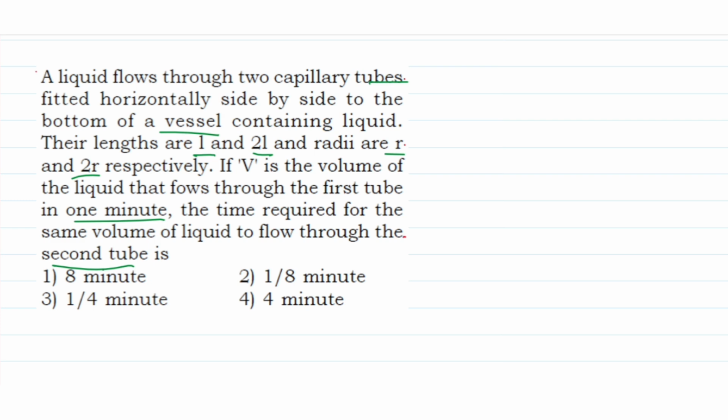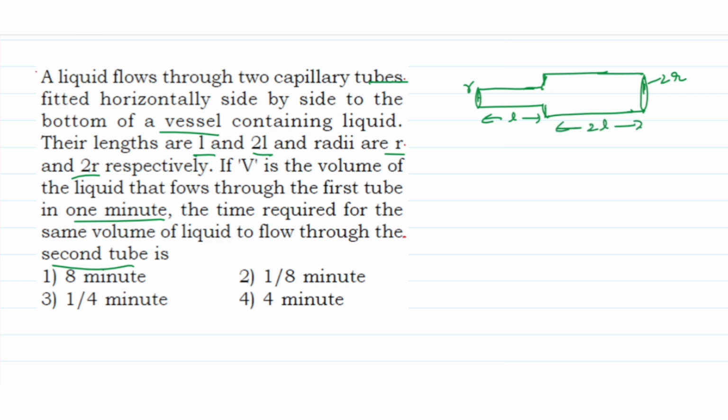Here 2 tubes are given. This is the first tube you have to consider, and this radius you can take as R, and this length I am taking as L. You are connecting to another tube. This is another tube; its radius is given as 2R, and you are connecting like this. This radius will be 2R, this length will be L, and this length will be 2L.